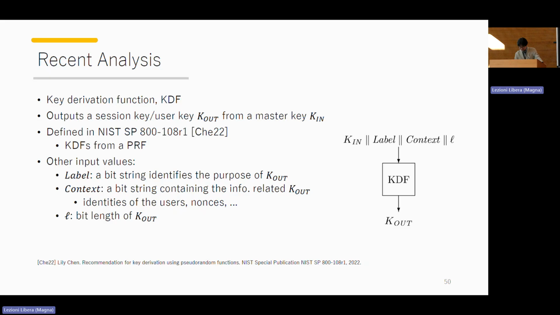For other input values, label is a bit string that identifies the purpose of this K out. Context is a bit string containing the information related to this user key, session key, like identities of the users or nonces, something like that. And L is the bit length of the session key.